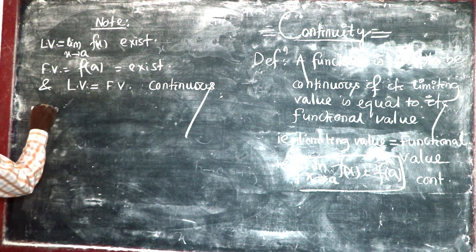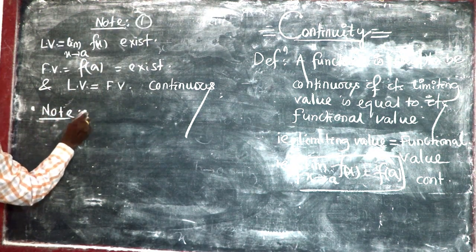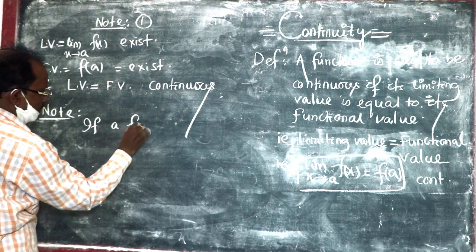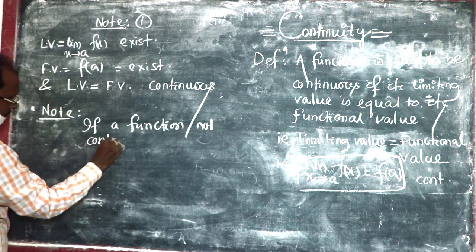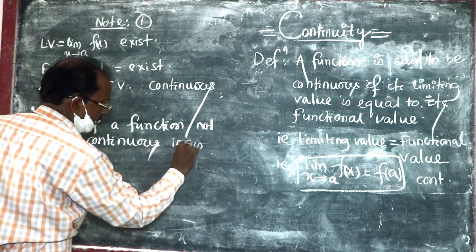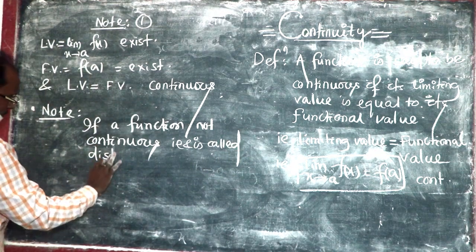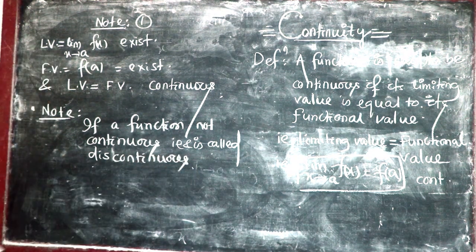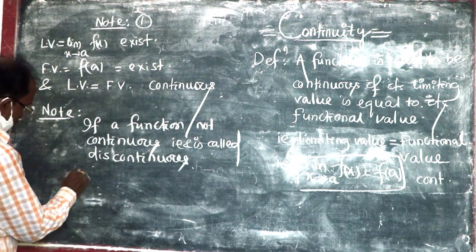Write down another note, note 2. If a function is not continuous, that is called discontinuous. A function is discontinuous in 4 cases.